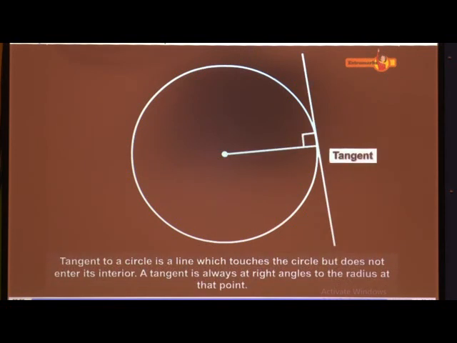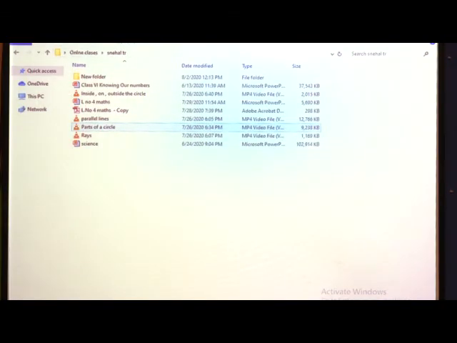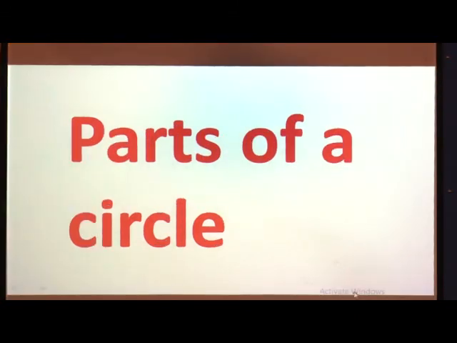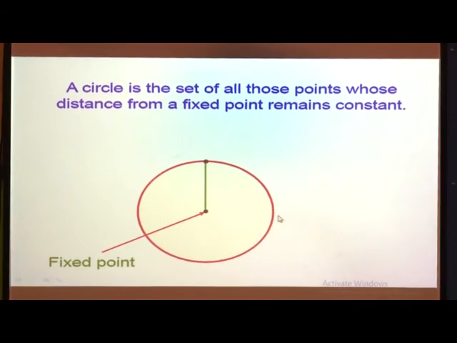A tangent to a circle is a line which touches the circle but does not enter its interior. A tangent is always at right angles to the radius at that point. So, in this video, we have seen the parts of a circle. Let us take a quick review of all these parts of a circle.